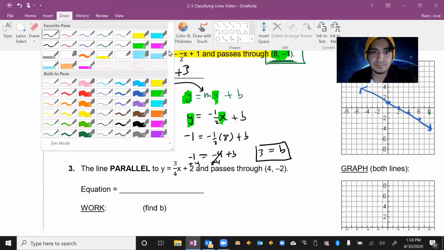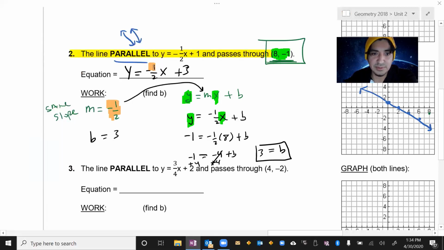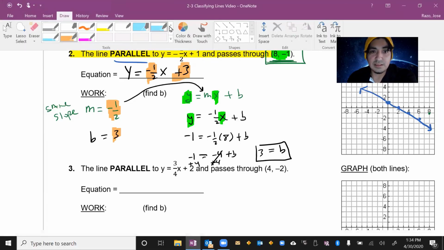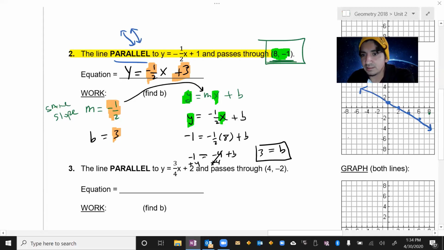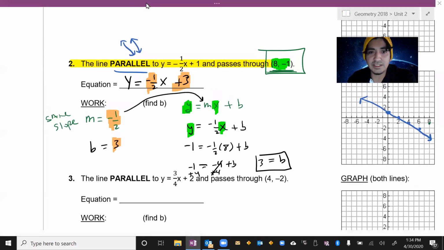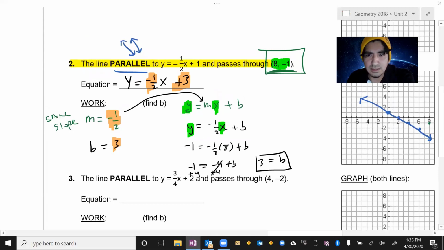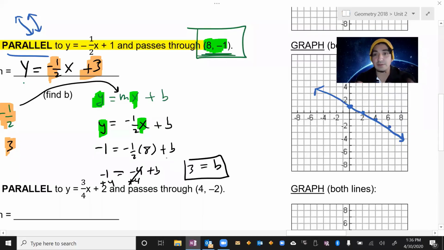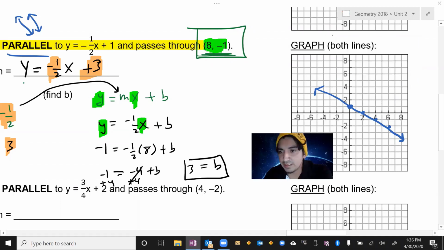So there you go. Okay, so this happens to be that spot. This happens to be that spot right there. Now graphing it. If we're trying to graph this, you can go ahead and use the new equation you just created. All right, so we're going to graph this equation. From here, you have 8 comma negative 1, which is right here. And then you have your new equation, which is this one right here.